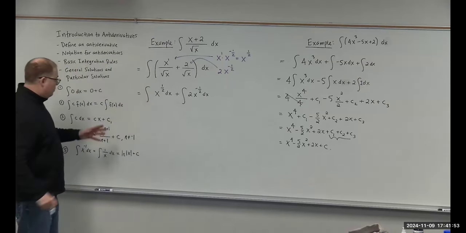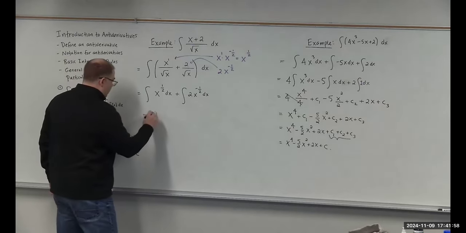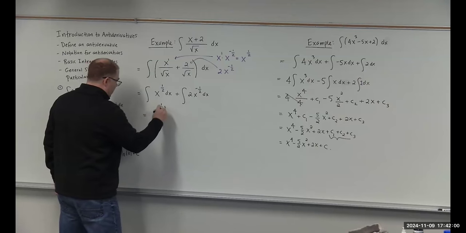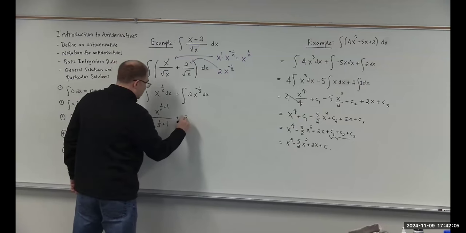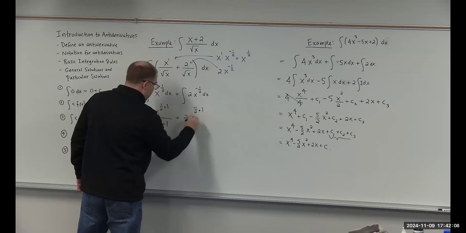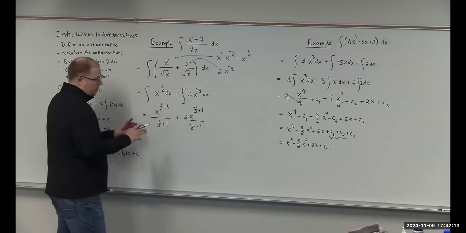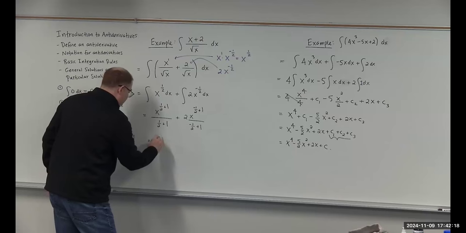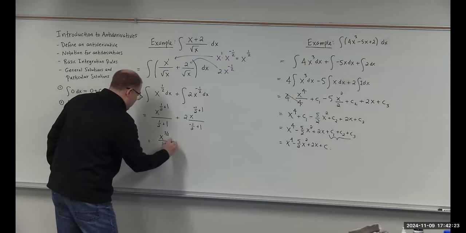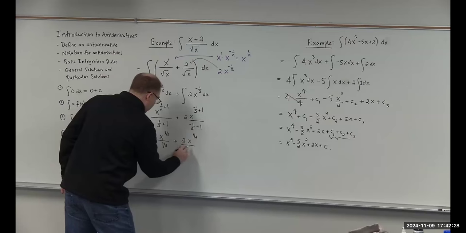Now we have this form, and we just go ahead and use the power rule here. So this is going to be x to the 1 half plus 1, divided by 1 half plus 1. Over here we have 2x to the negative 1 half plus 1, divided by negative 1 half plus 1. And then, like I said, we'll add on the C at the end. We simplify this. This is going to give us x to the 3 halves divided by 3 halves, plus 2 times x to the 1 half over the 1 half power.